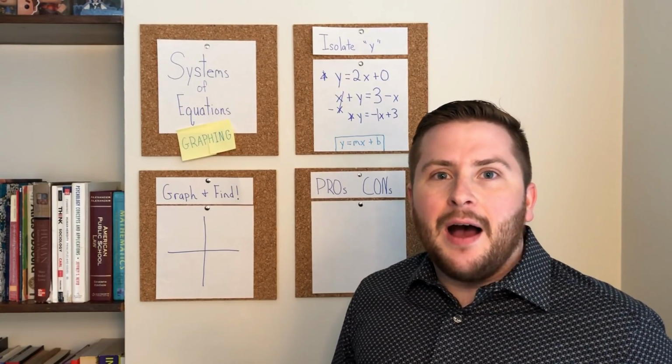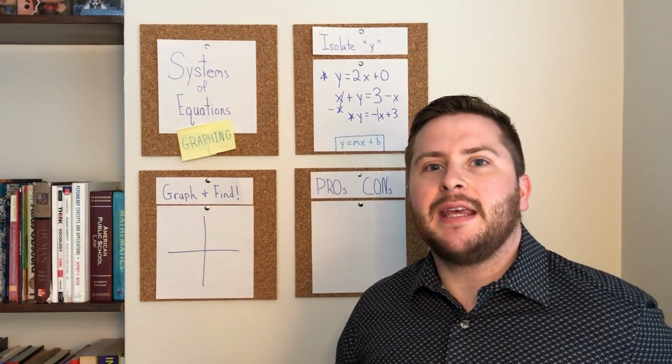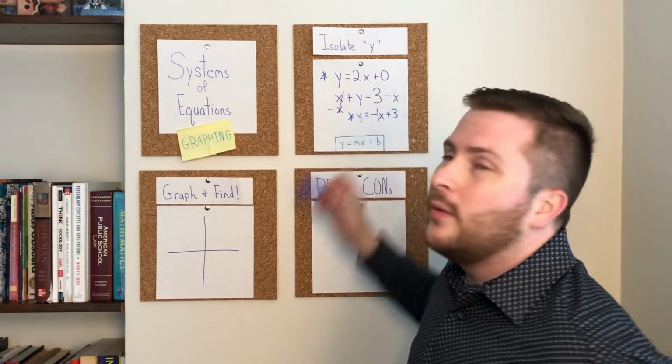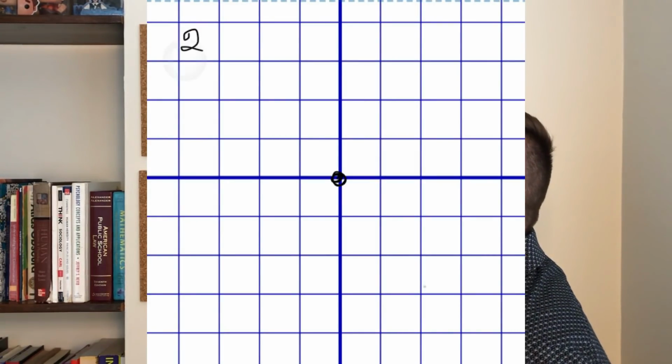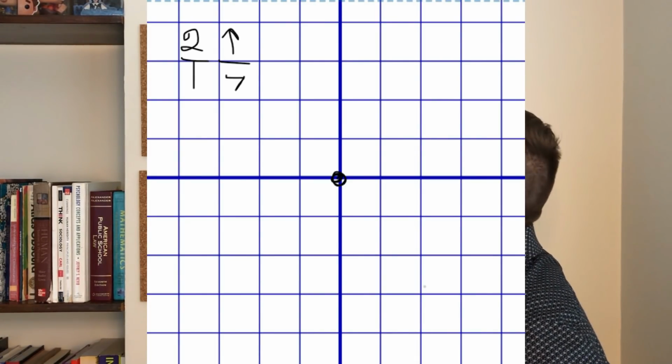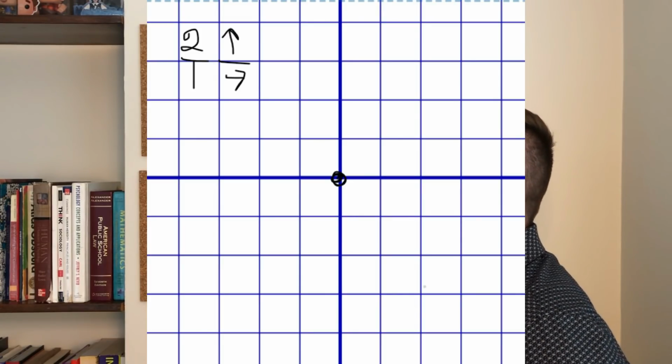Remember, we like our slopes to be in fraction form because it helps us do the rise over run part. So if this is just a 2, we really know it's equal to 2 over 1. So I want you to go to the point that we put at 0, 0, and that means we're going to go up 2 over 1.